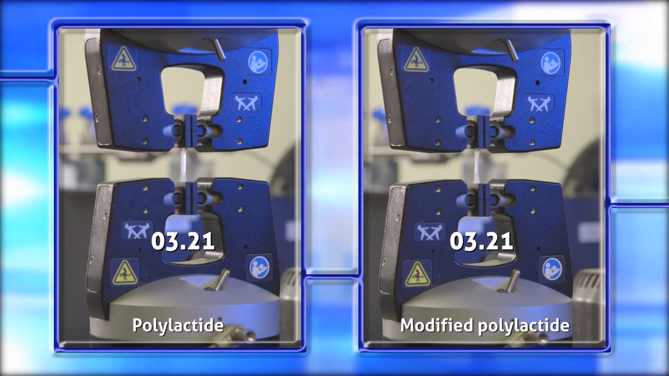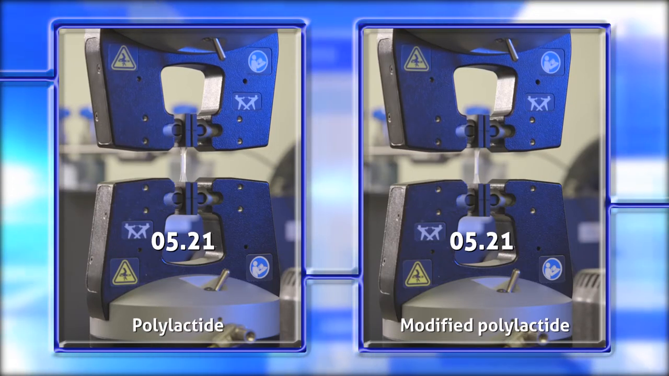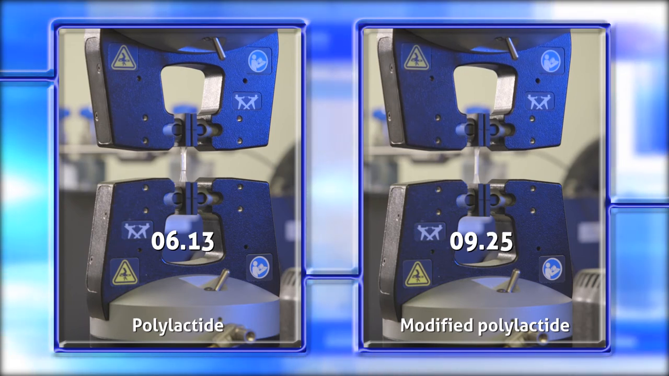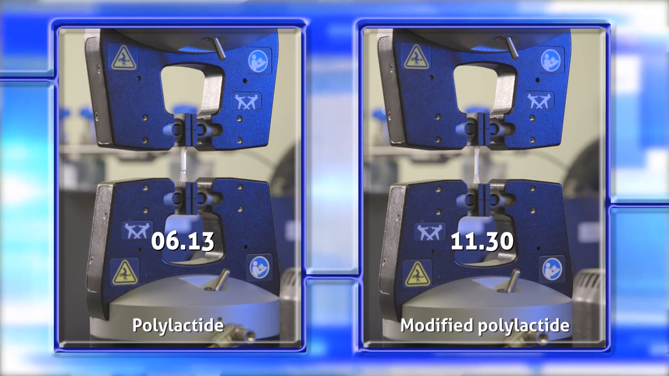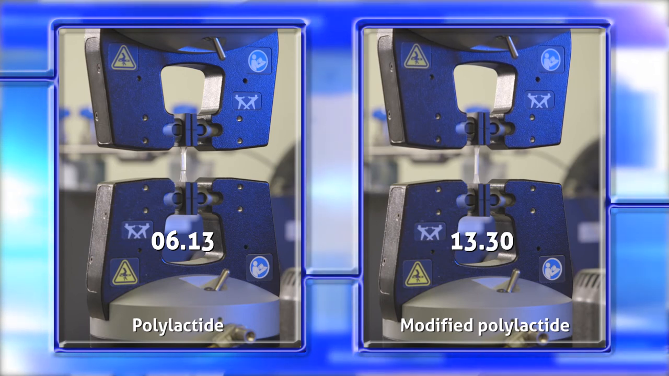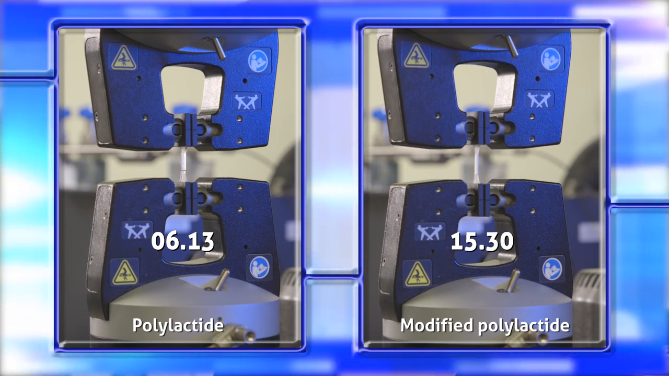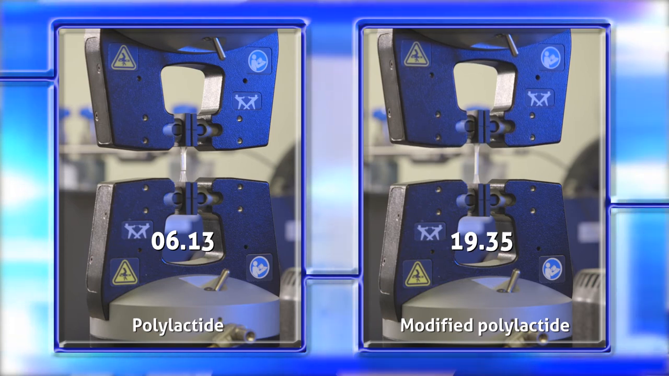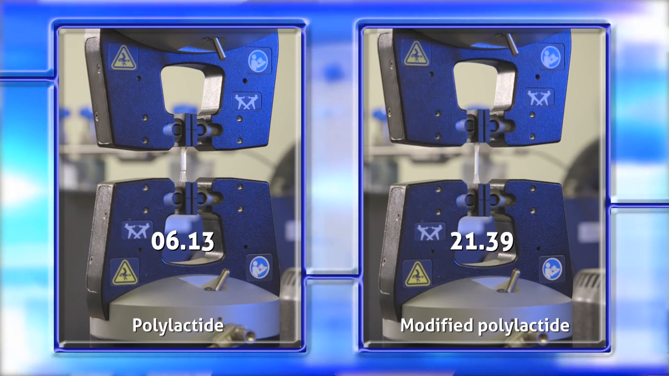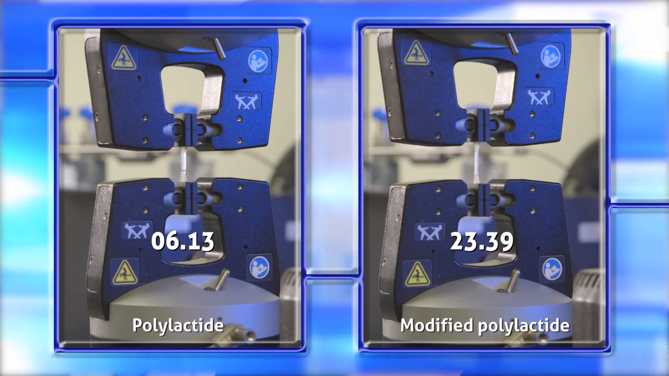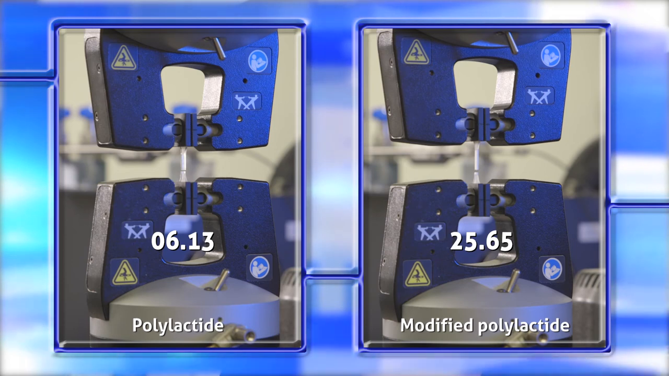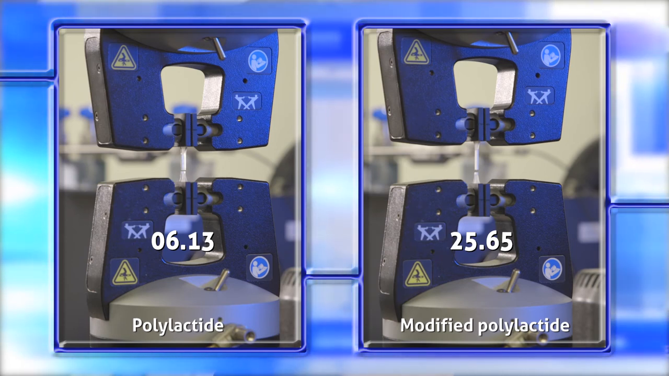What we're looking at here is a sample of polylactide, which is a very brittle polymer. And you can see that it breaks very quickly. It takes very little change in length in order for the polymer to fracture. In contrast, we have polylactide, which we've modified with vegetable oils. This modified polylactide can undergo a significantly higher elongation before it breaks, and it therefore is a significantly tougher material than the neat version of the polymer.